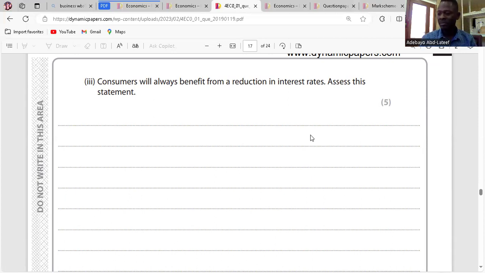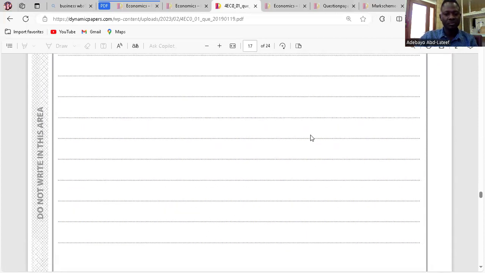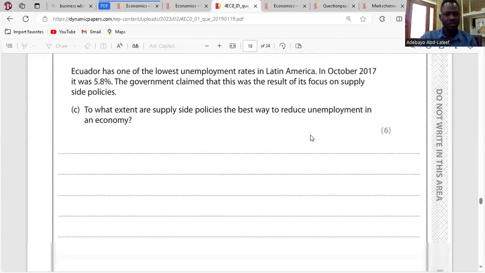I think it's clear. So go to question C. Ecuador has one of the lowest unemployment rates in Latin America. In October 2017, it was 5.8%. The government claimed that this was the result of its focus on supply-side policy. To what extent are supply-side policies the best way to reduce unemployment in the economy?